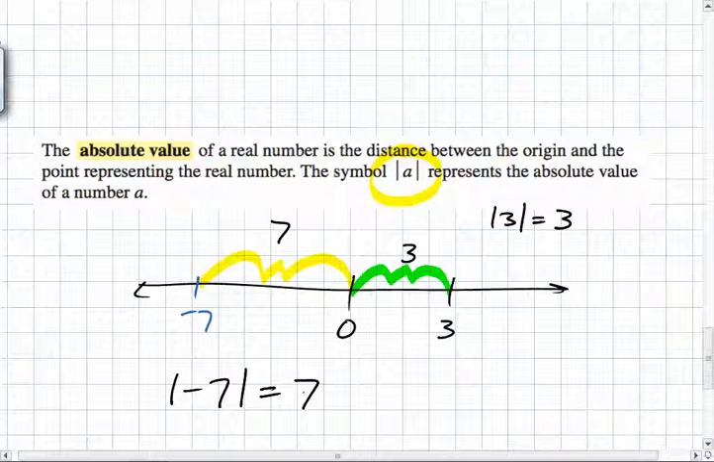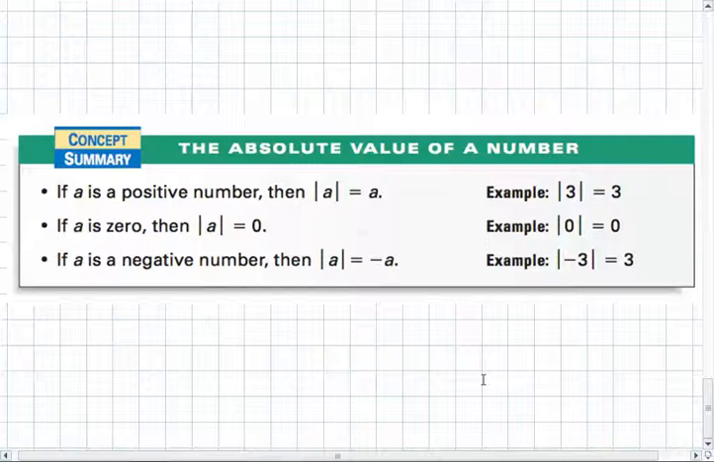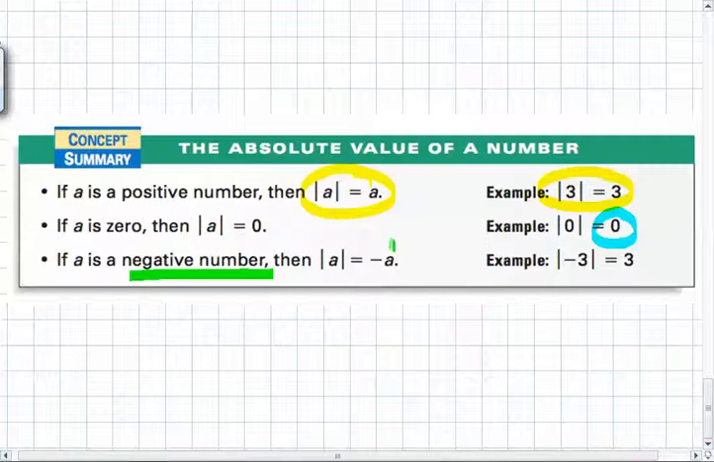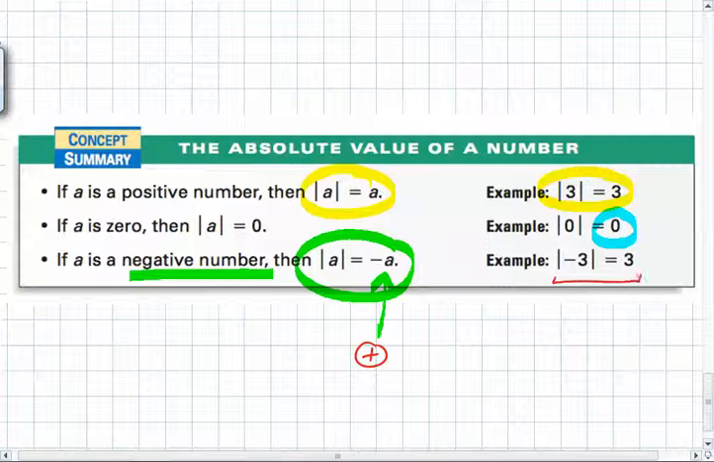How does this sum up? If a is a positive number, then the absolute value of a is equal to the number itself. So the absolute value of 3 is 3. If a is 0, then the absolute value of a is 0, because how far have you gone if you've gone nowhere? You've gone 0. And if a is a negative number, then the absolute value of a is going to be negative a. You have to keep in mind that that negative a is not actually negative. It's the opposite of a negative. The opposite of a negative is going to be positive. As you can see here, the absolute value of negative 3 is 3, because negative 3 is a distance of 3 away from the origin, which is just a fancy way of saying 0.